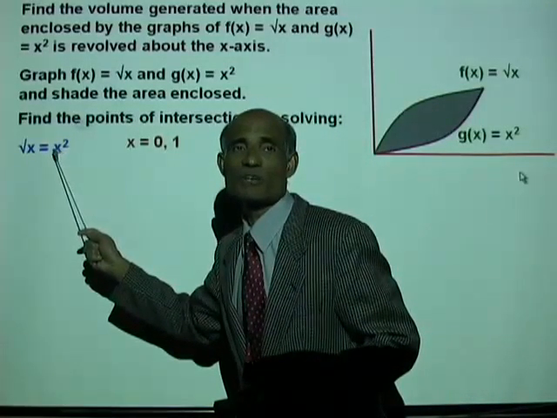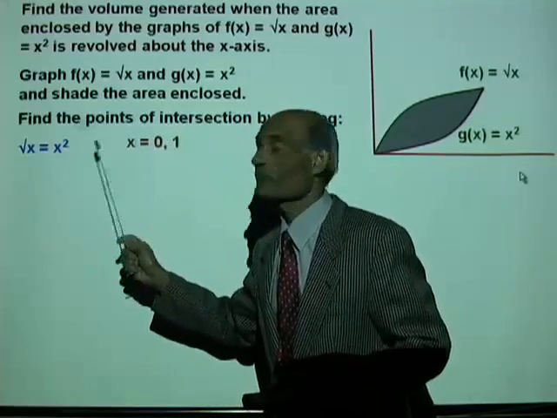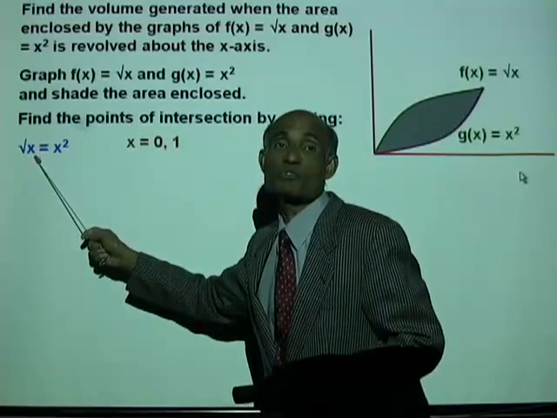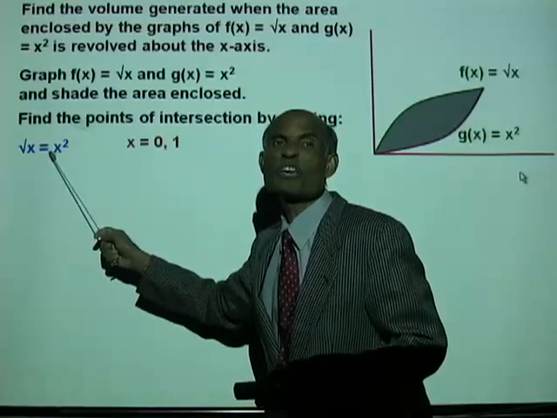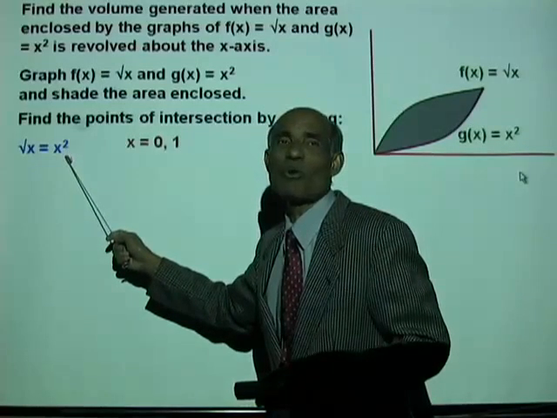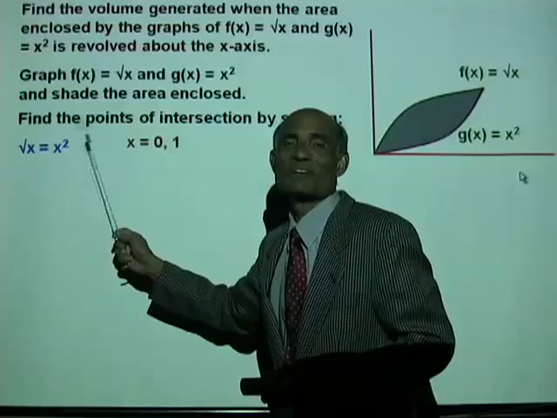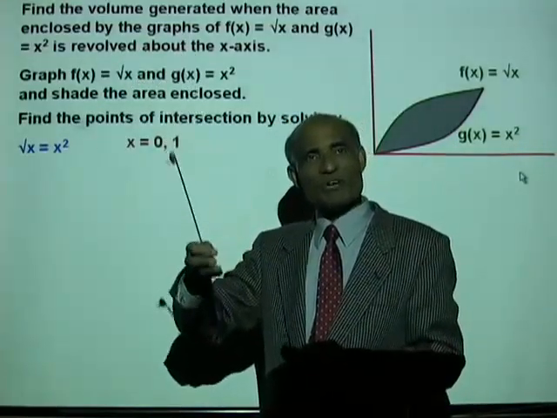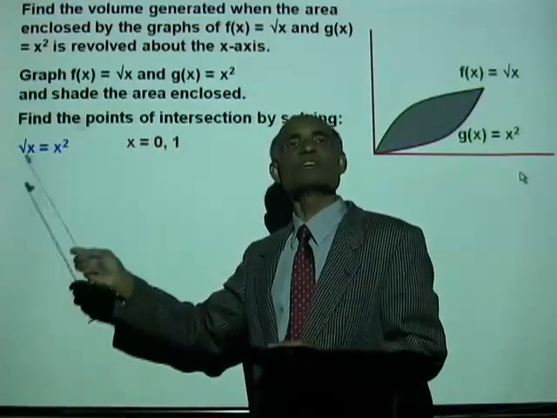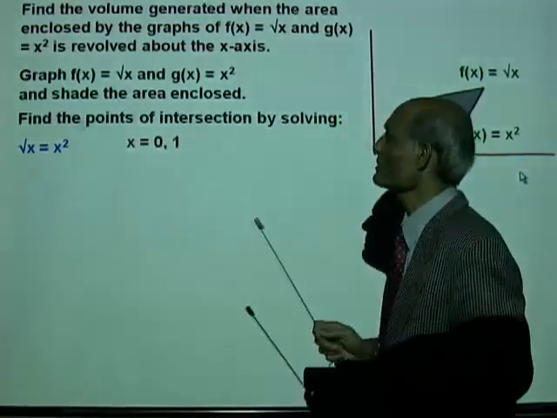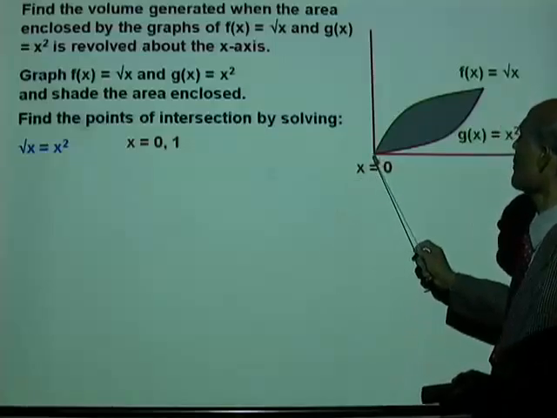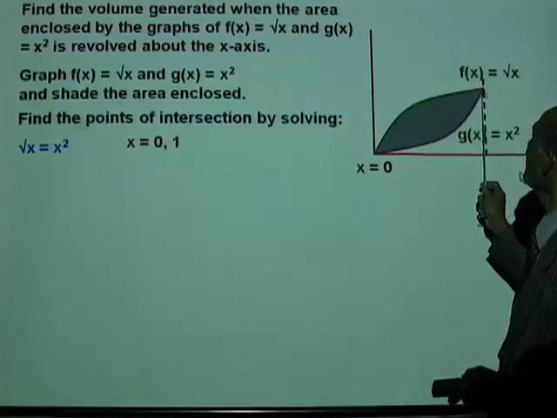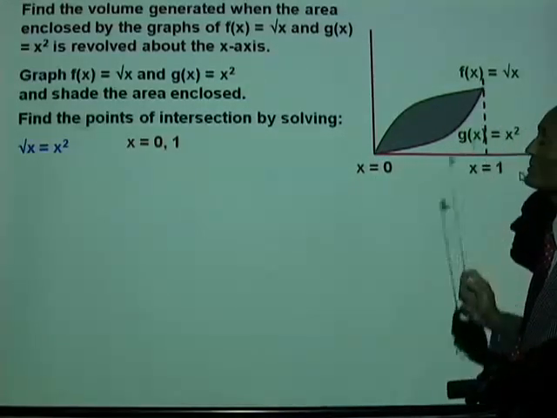X squared equal to square root of x. In fact, if you square them, you get x equal to x to the power of 4. Is that right? Yes. Now take all the quantities to the left side, factor them, and set each factor equal to 0, and you get x equal to 0 and x equal to 1. So this is x equal to 0, and that is x equal to 1.